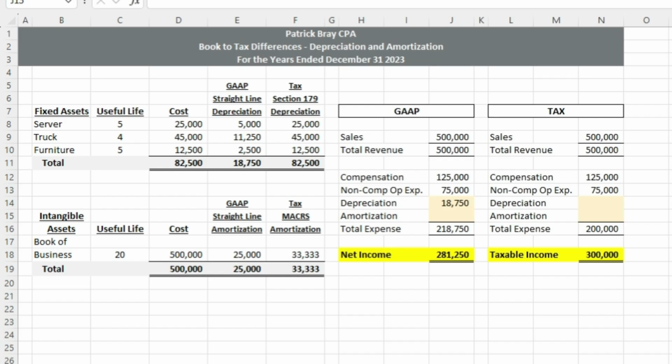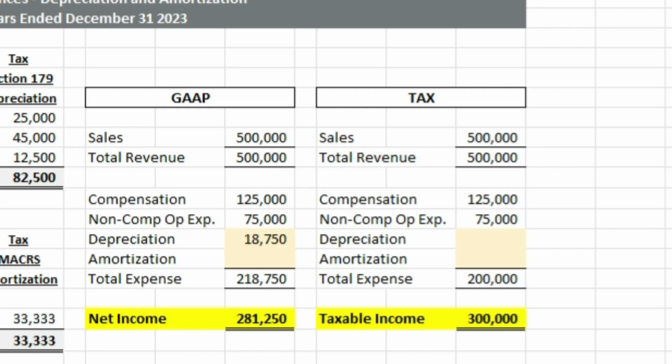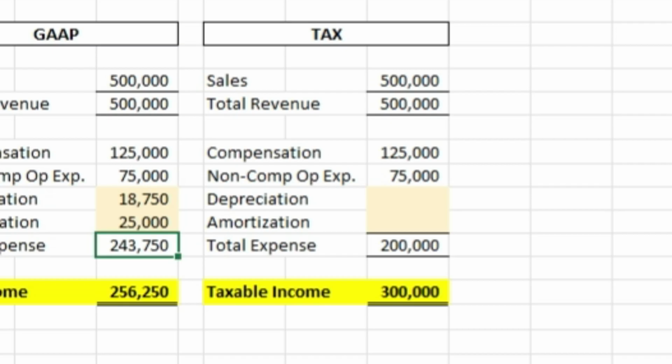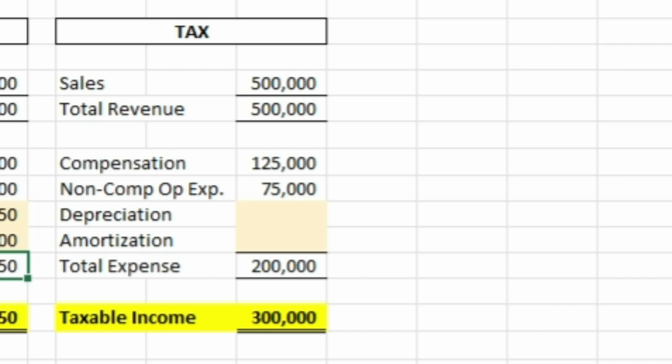We're going to take our $500,000 cost basis, divide it by 20, and we're going to recognize $25,000 of amortization each year. So let's layer that into our GAAP financial. Now, switching over to tax, you're going to run into a very different scenario.